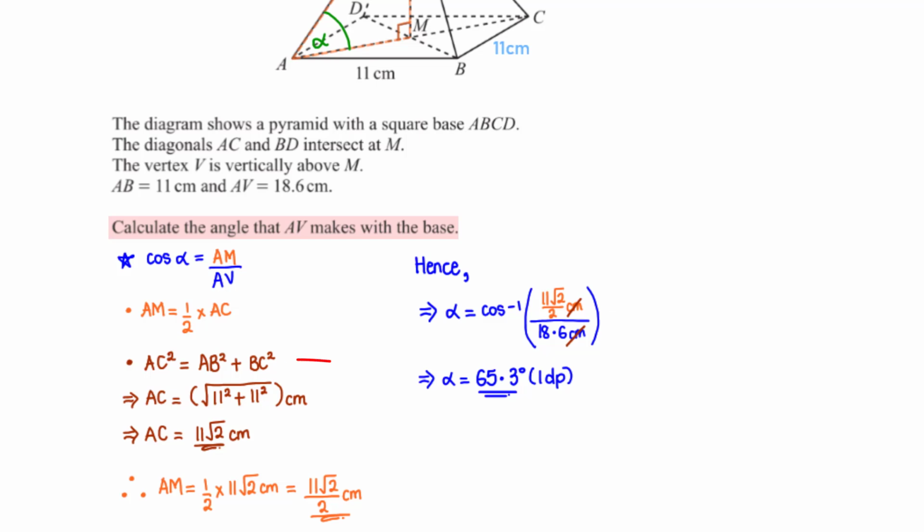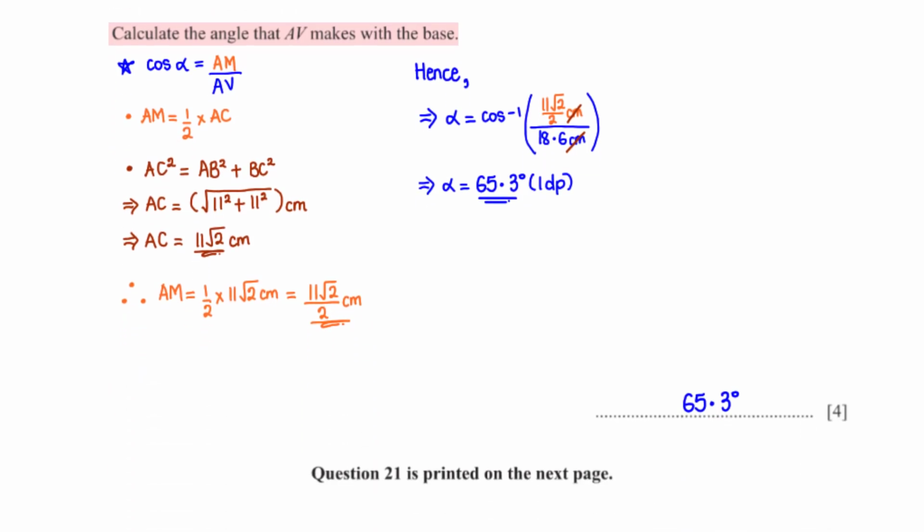Pythagoras theorem. This gives us AC squared equals AB squared plus BC squared. AB is 11 centimeters and BC is also 11 centimeters. When we substitute these values into the equation and make AC the subject, we get the length of AC as 11 root 2 centimeters. Therefore, the length of AM will be half of 11 root 2. Now that we have the length of AM, the value of alpha will be cos inverse of (11 root 2 divided by 2), all divided by 18.6. When we type this into the calculator, we get 65.3 degrees rounded to 1 decimal place.